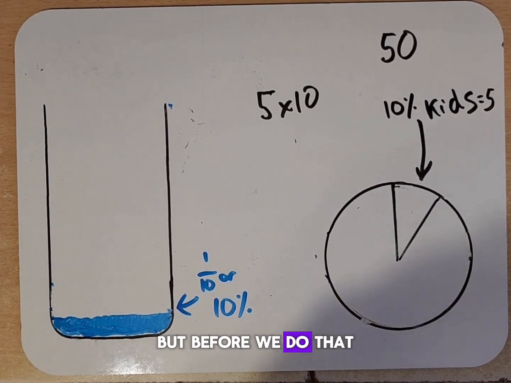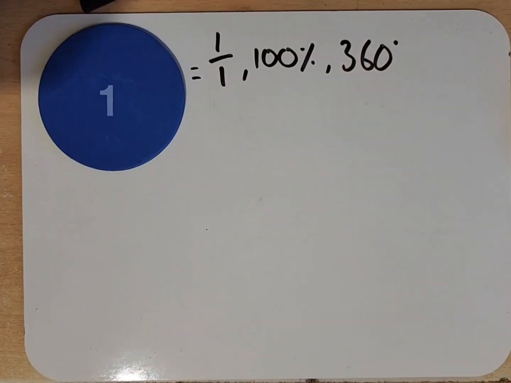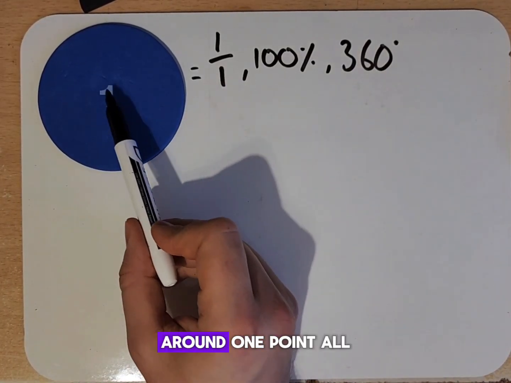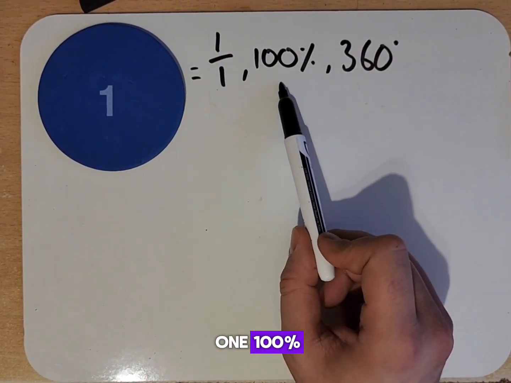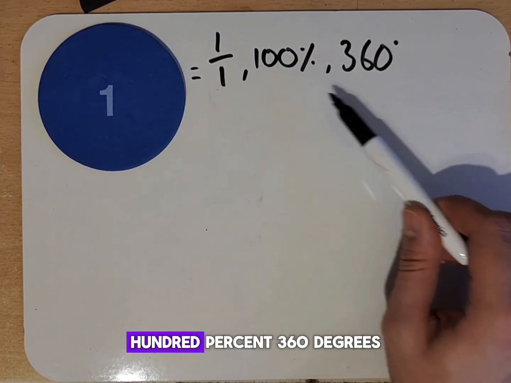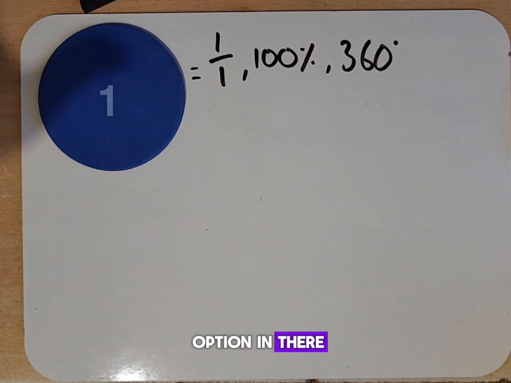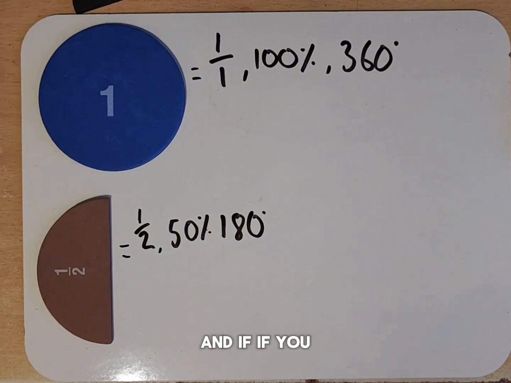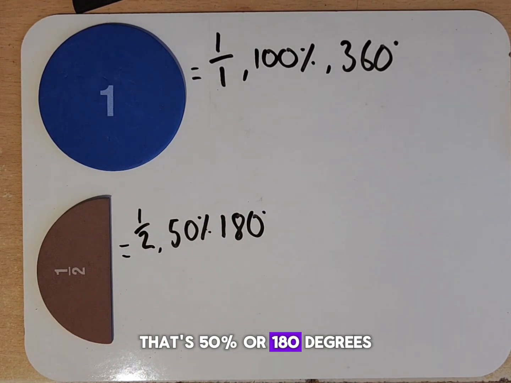We can use these two ideas to help us find out a lot more about pie charts, but before we do that, it's important to have a look at how many degrees there are around a point. So we know that the degrees around 1 point, all the way a full turn, are 1 out of 1, 100%, or 360 degrees. So if a pie chart's ever full, 100%, 360 degrees, it's just got one category. And if you ever find half of a pie chart, that's 50% or 180 degrees.